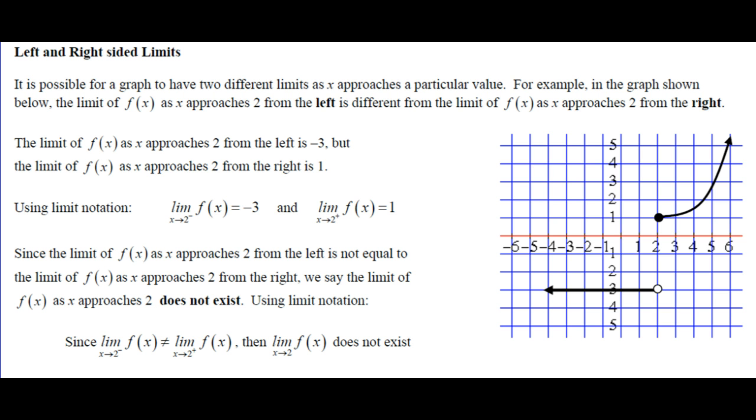But the limit of f of x as x approaches 2 from the right is 1. Using limit notation, there it is. Since the limit of f of x as x approaches 2 from the left is not equal to the limit of f of x as x approaches 2 from the right, we say the limit of f of x as x approaches 2 does not exist. And this is the time where you actually use "does not exist."